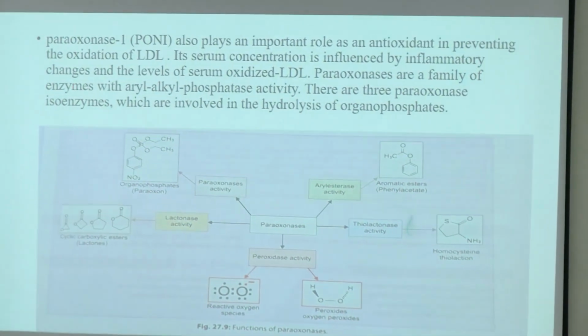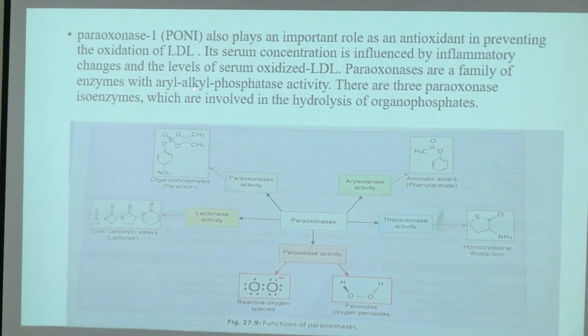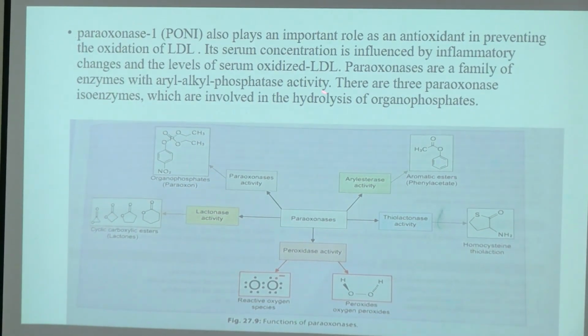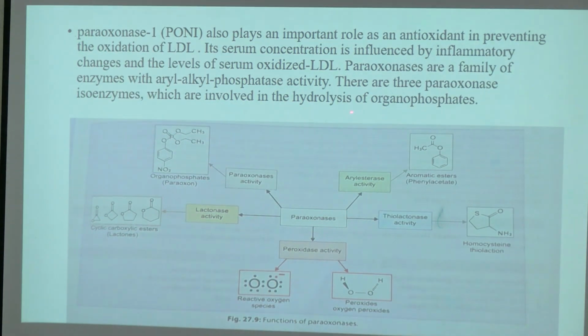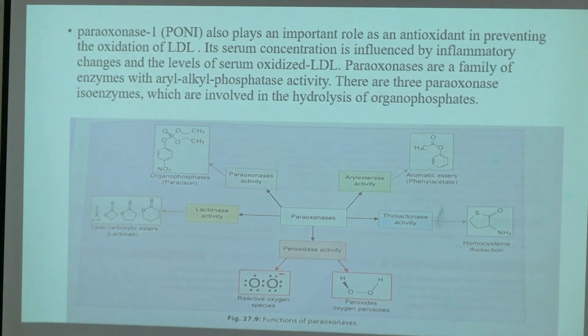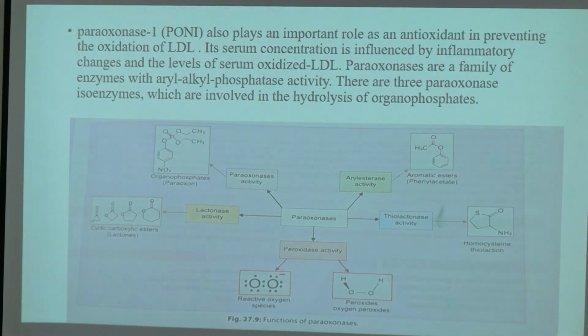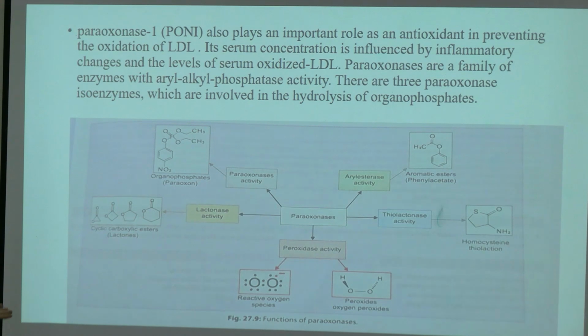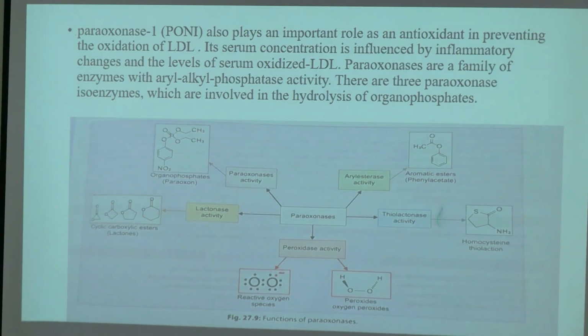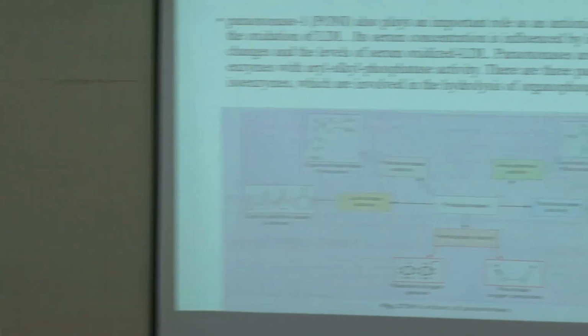Paraoxonases are a family of enzymes with aryl alkyl phosphatase activity. There are 3 paraoxonase isoenzymes which are involved in the hydrolysis of organophosphorus. Organophosphorus compounds are actually poisons. They are used as insecticides in paddy fields in cultivation. We just read this. They are not so important right now. It is written in a textbook, that is why I have taken this.